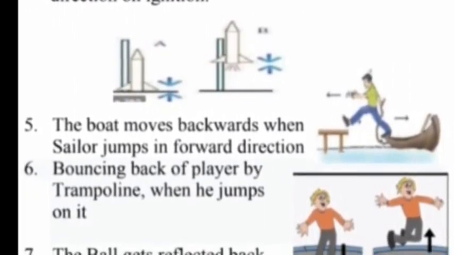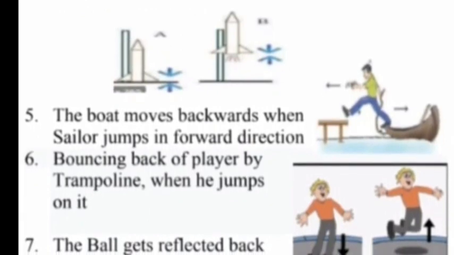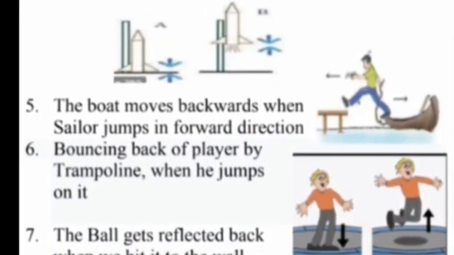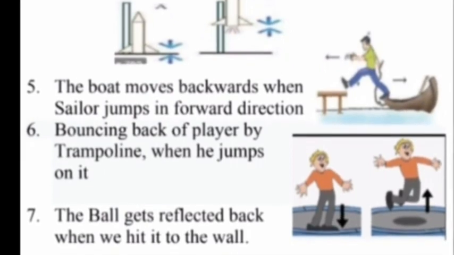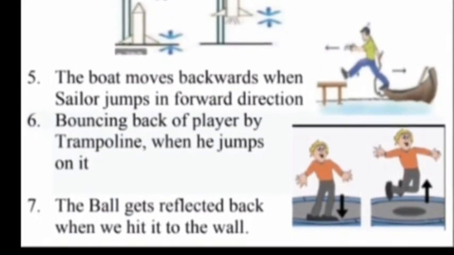The boat moves backward when a sailor jumps in the forward direction. Bouncing back of a player by a trampoline when he jumps on it. The ball gets reflected back when we hit it against a wall.